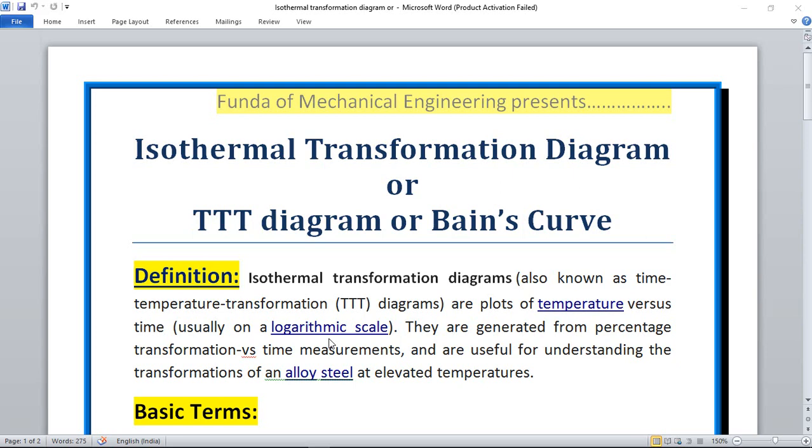This is Deepak Sharma here, and today I'm trying to make you understand the concept of the isothermal transformation diagram, originally known as the TTT diagram or Bain curve. Before knowing the TTT diagram, you will need to know some basic concepts and terminology of material science and the iron carbon equilibrium diagram.